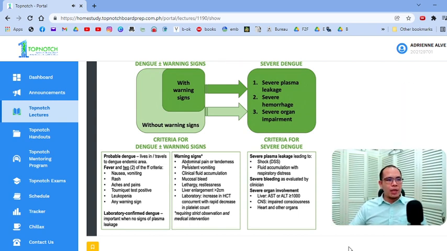Okay, these are your warning signs. So abdominal pain, persistent vomiting, fluid accumulation such as pleural effusion, ascites, mucosal bleeding, so lips, gums, gum bleeding, nose bleeding. Okay, lethargy, restlessness, liver enlargement, increase in hematocrit, usually more than 10% increase in hematocrit. Okay, and for shock, ito yung mga criteria mo. So shock, hypotension, accumulation of fluid with respiratory distress, severe bleeding, elevating of liver enzymes, CNS impairment, and other end organ damage.